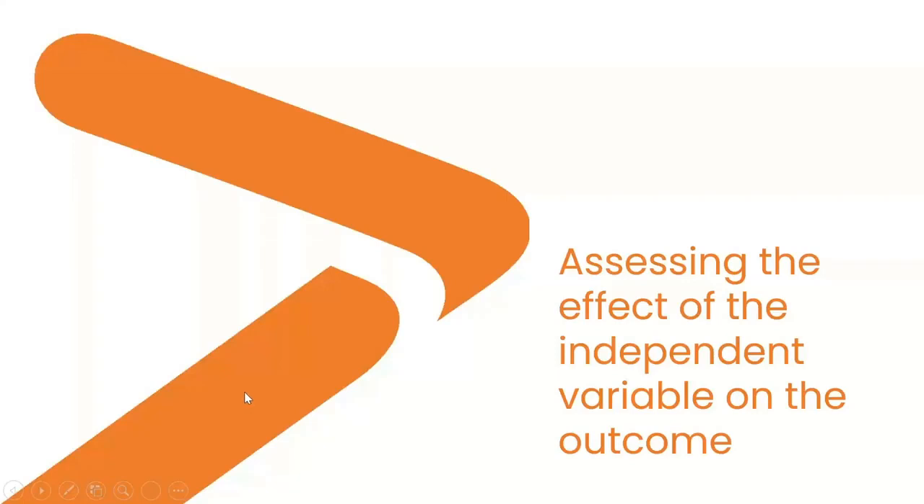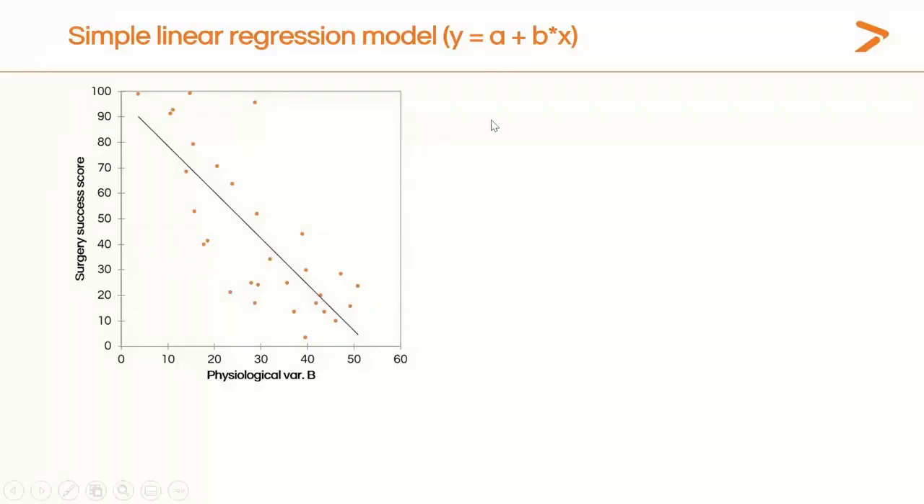How to assess the effect of the independent variable on the outcome? I'll be running a linear regression to answer this question. A linear regression model can be written like this: y equals a plus bx, and can be represented by this line. On y you have the outcome, surgery success score, and on x you have the explanatory variable or independent variable, which is physiological variable B. a and b are parameters or coefficients which will link this variable to this one.